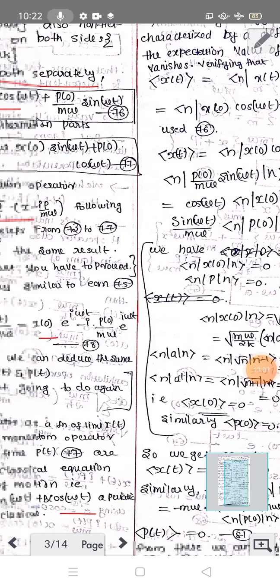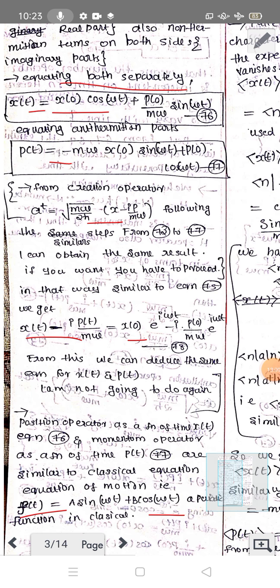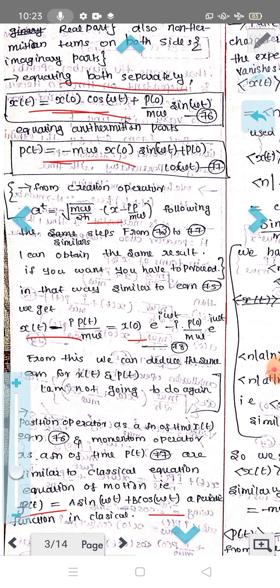From these two equations, x of t and p of t, we may conclude that the expectation value of x and the expectation value of p always oscillate with the angular frequency omega, but this is not actually correct. Okay, so take any energy eigenstate characterized by a definite value of n.